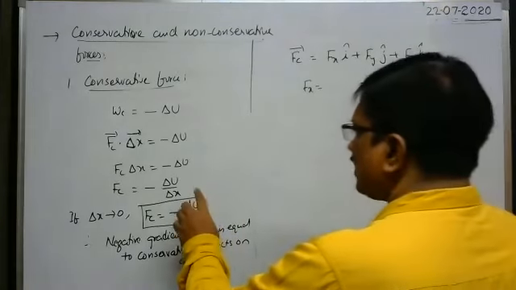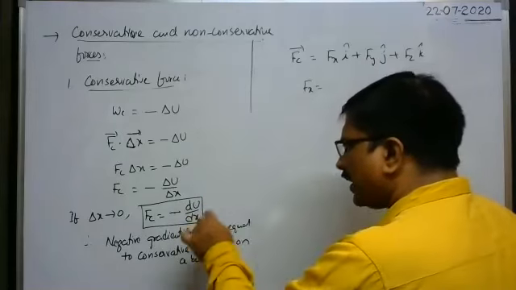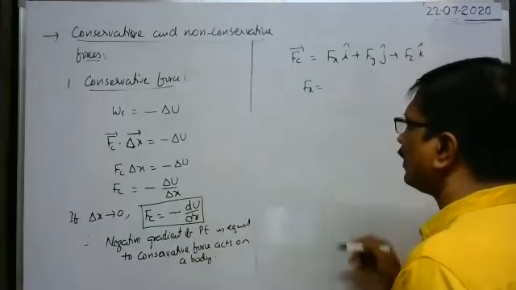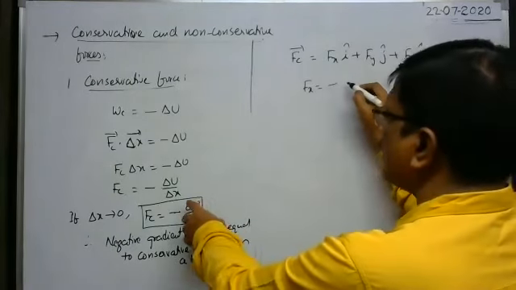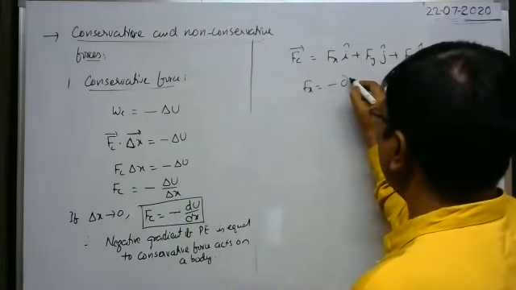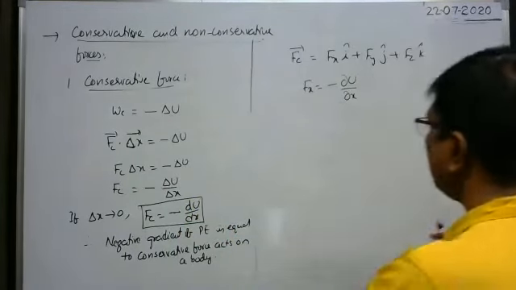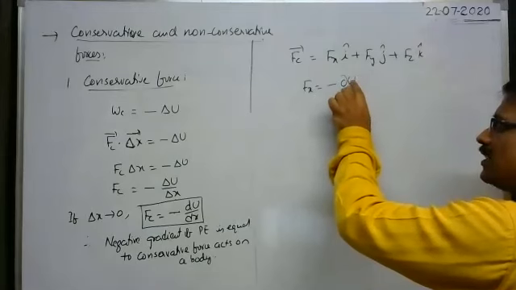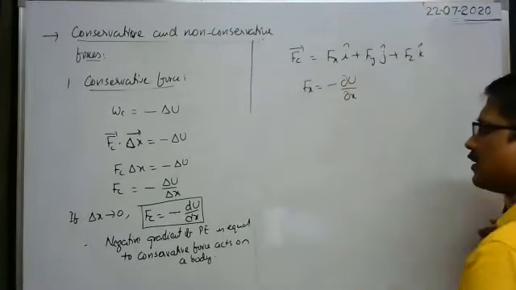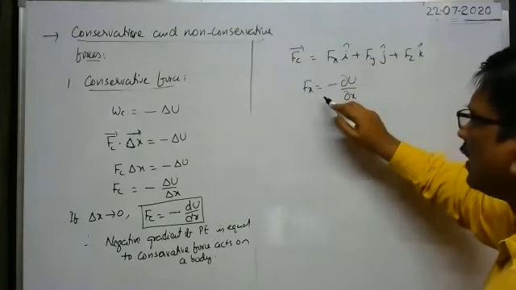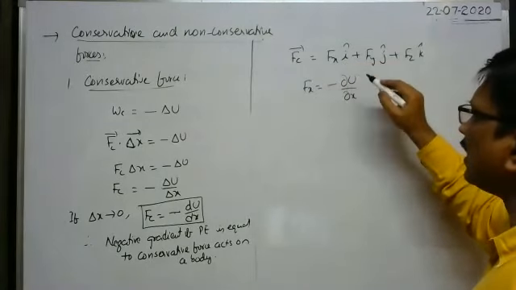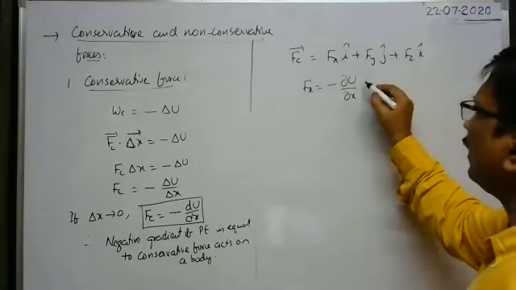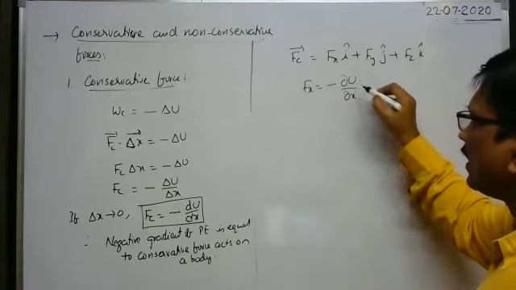Here, differentiation of this potential energy with respect to particularly x is called the partial differentiation of potential energy with respect to x. That is represented by minus, instead of dU by dx, we have to represent this as ∂U by ∂x, because this potential energy is only a function of x. In the potential energy here, only x is the variable, remaining all are constants. Then the x component of the force is equal to the negative gradient of potential energy along the x-axis. This is called partial differentiation of potential energy with respect to x.